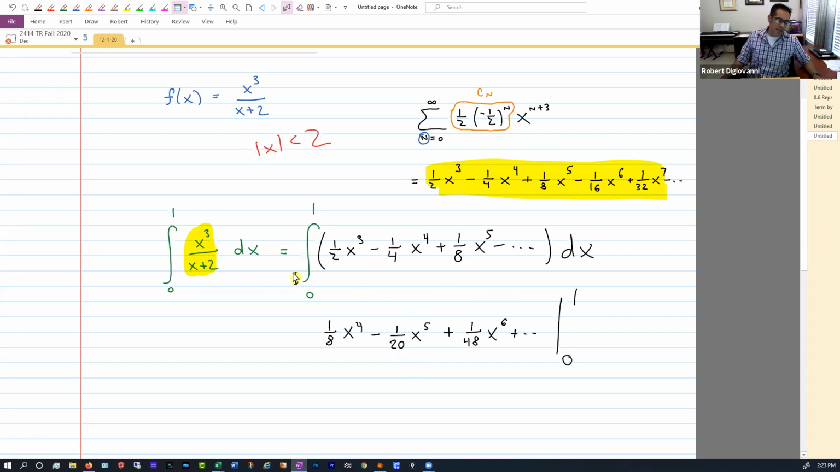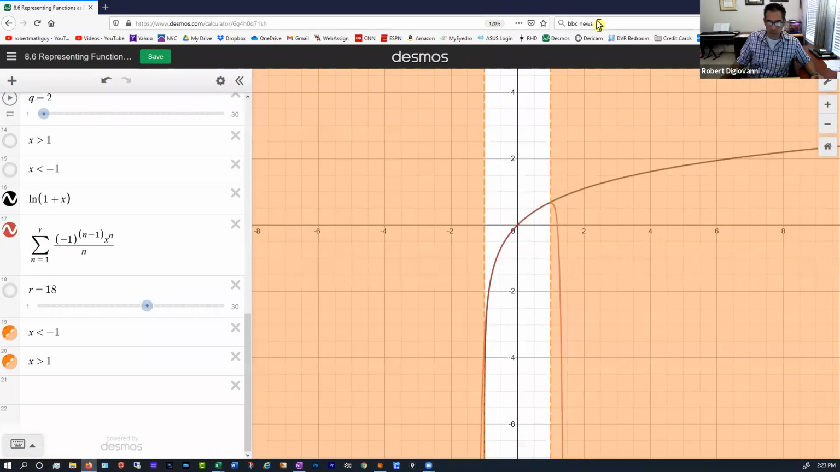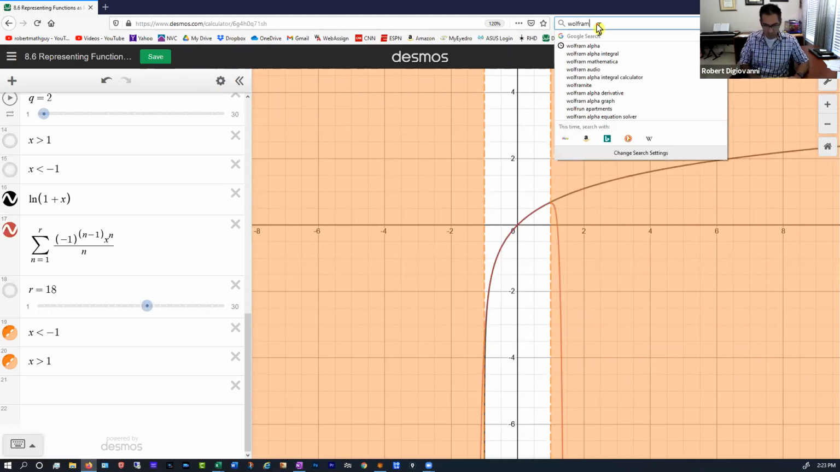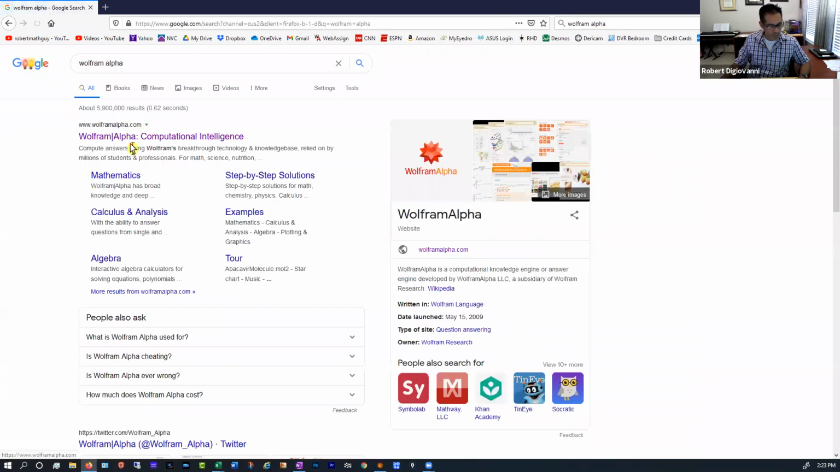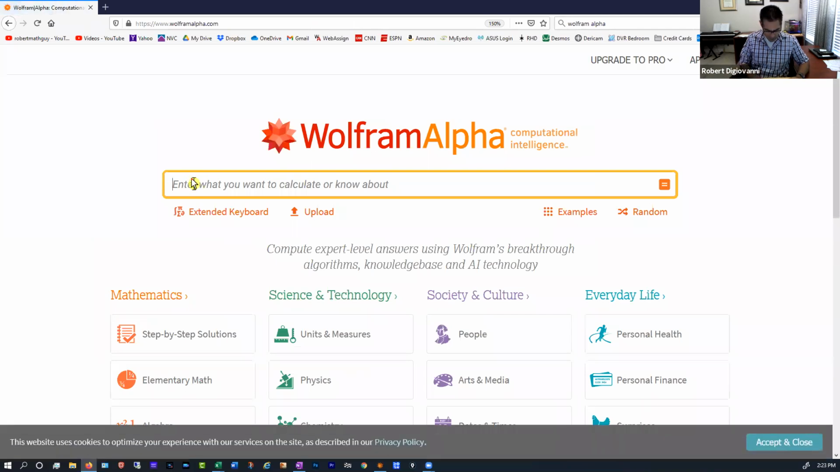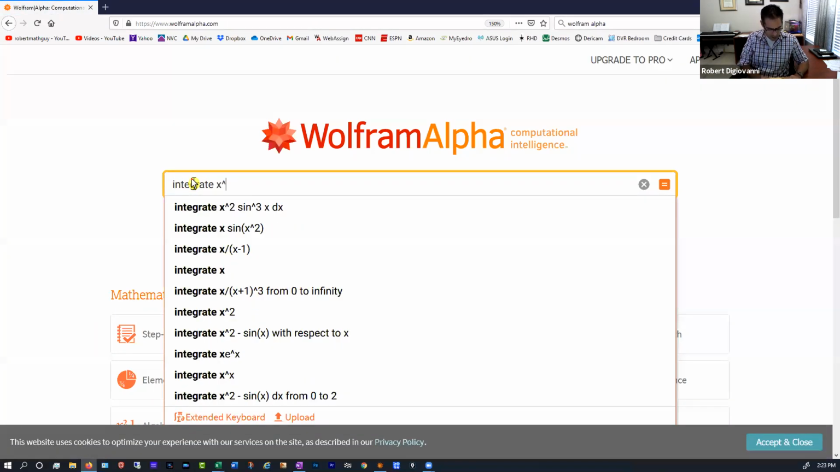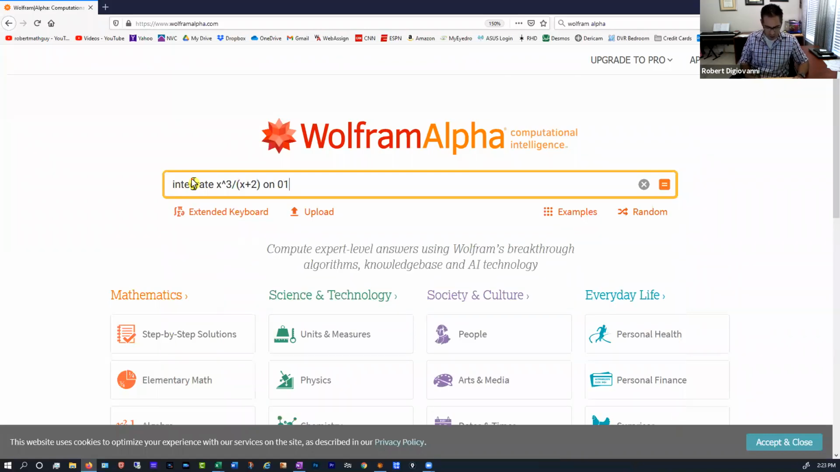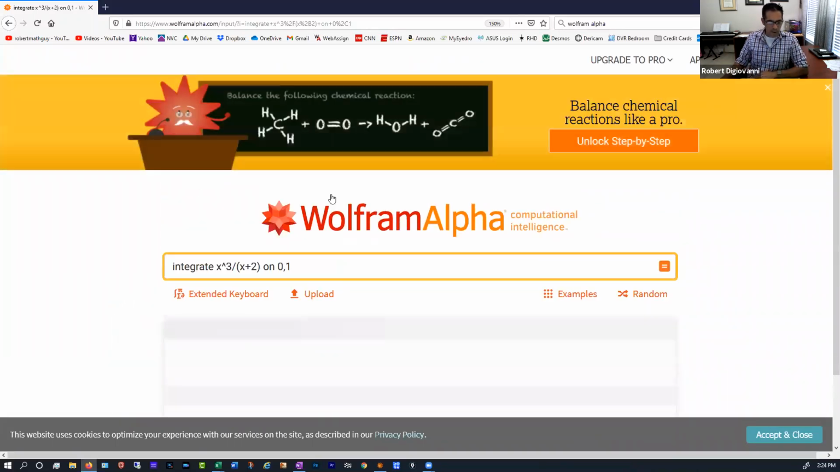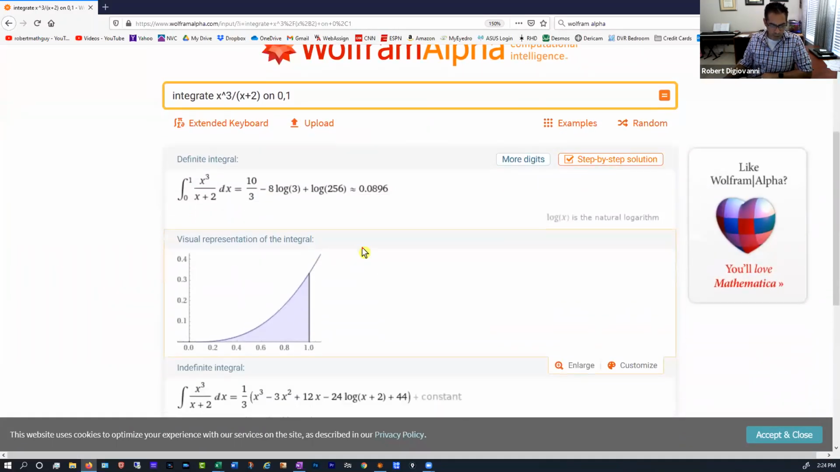So you may not think that that's very valuable, but this is the way a computer works, okay? In fact, when you go to Wolfram Alpha and you type in integrate x cubed over x plus 2 on the interval 0, 1, you get this answer, 0.0896, right? How did it get that answer? It used the power series and just plugged in. That's why it says approximately.